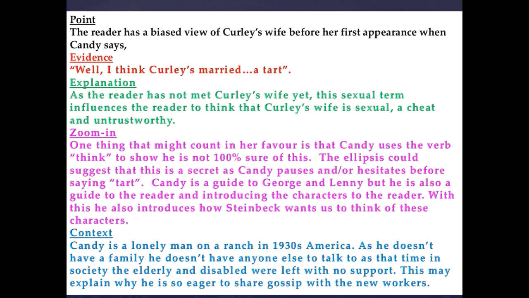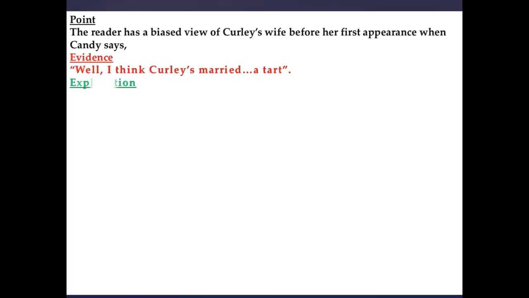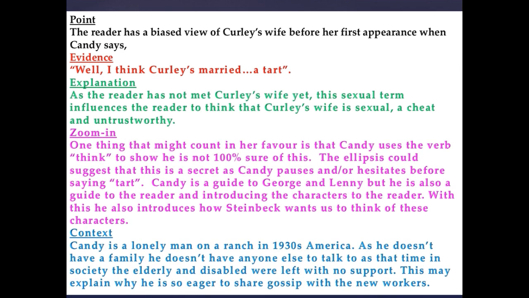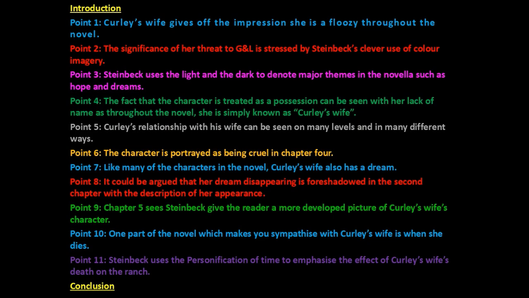And then context: Candy's a lonely guy in 1930s. He doesn't have a family. And in society at that time, the elderly and disabled were left with no support. So this might explain why he's so eager to share this gossip. So again, all I've done is I've written my bullet points into a paragraph, 1 line each. So like I said, although it seems like I've written a lot, all it is is a couple of sentences for each bullet point I've done on the previous slide. And again, you take away the subheadings and it ends up a big, impressive looking paragraph like that.